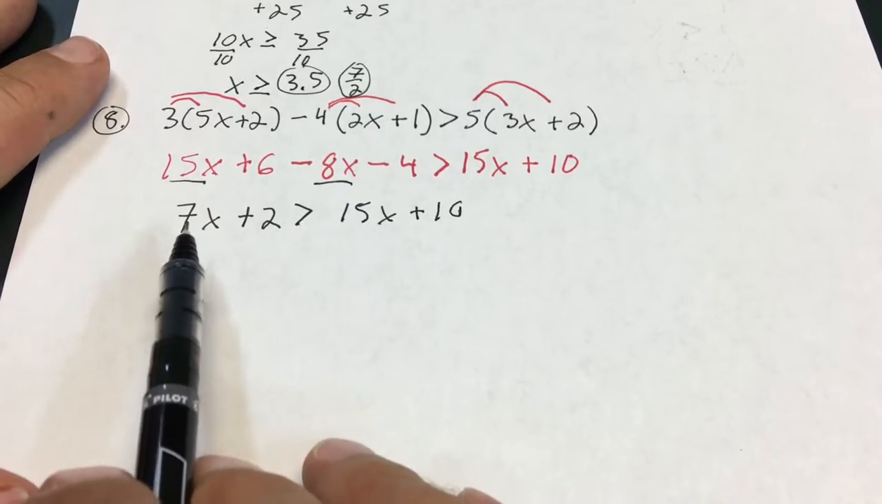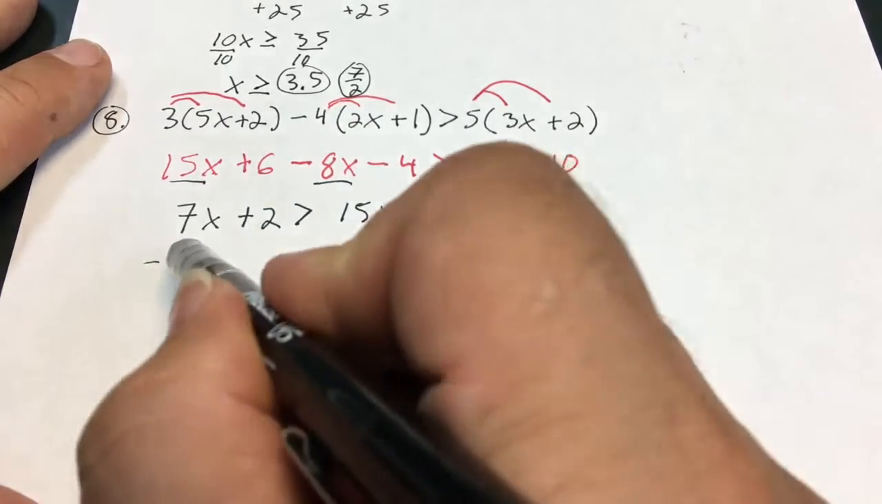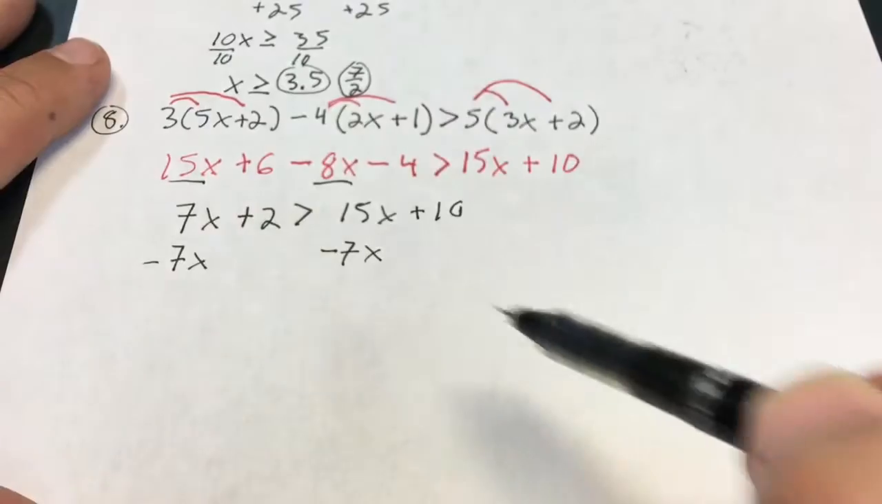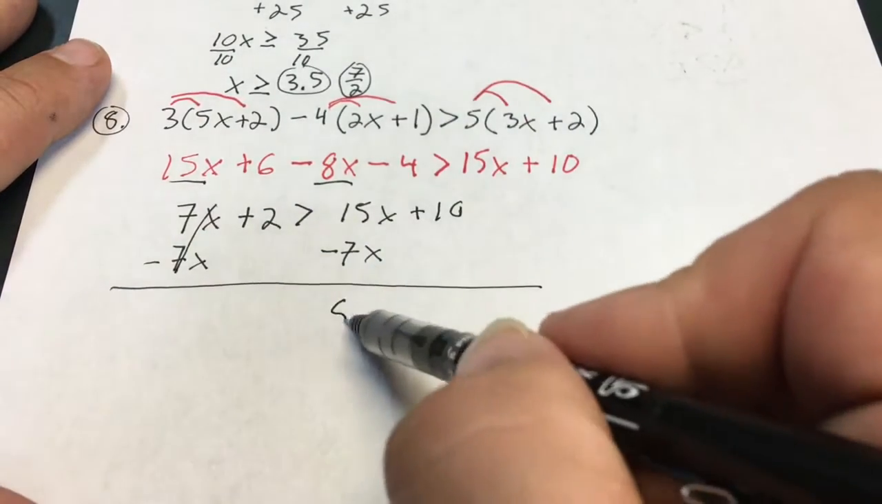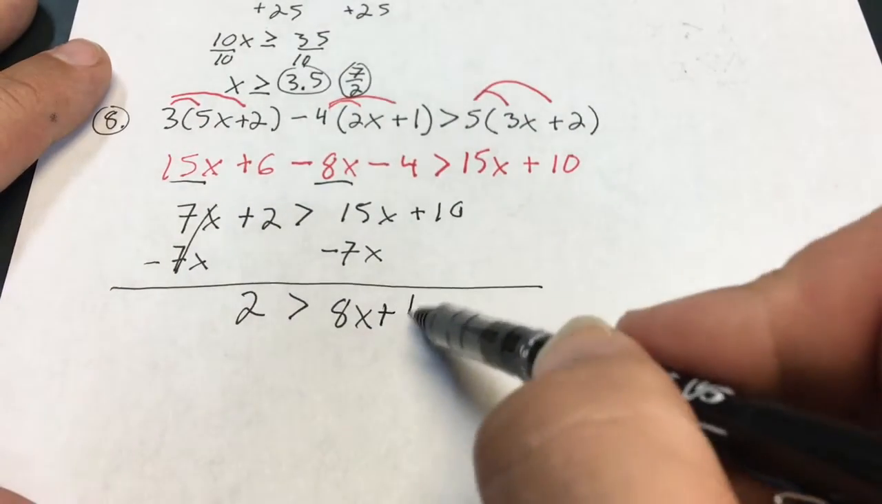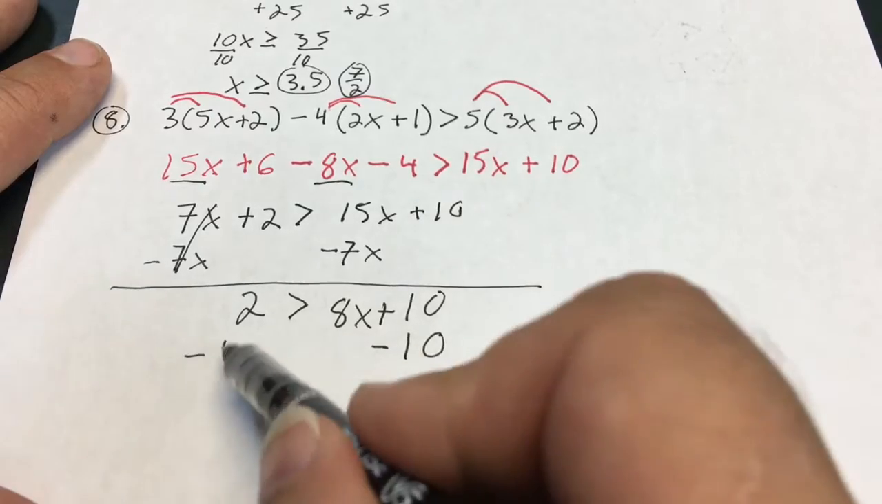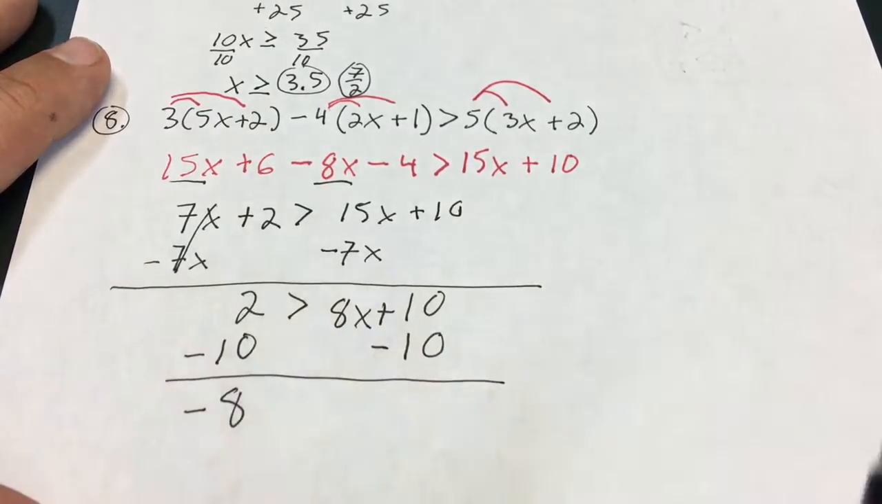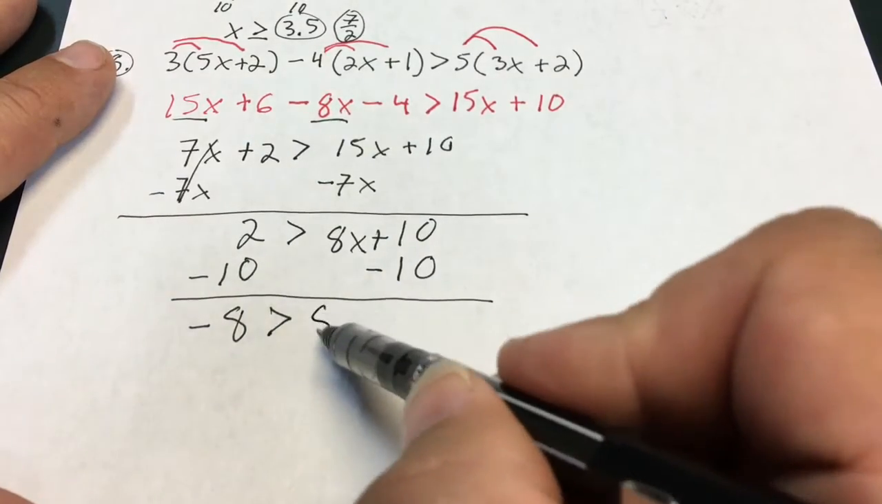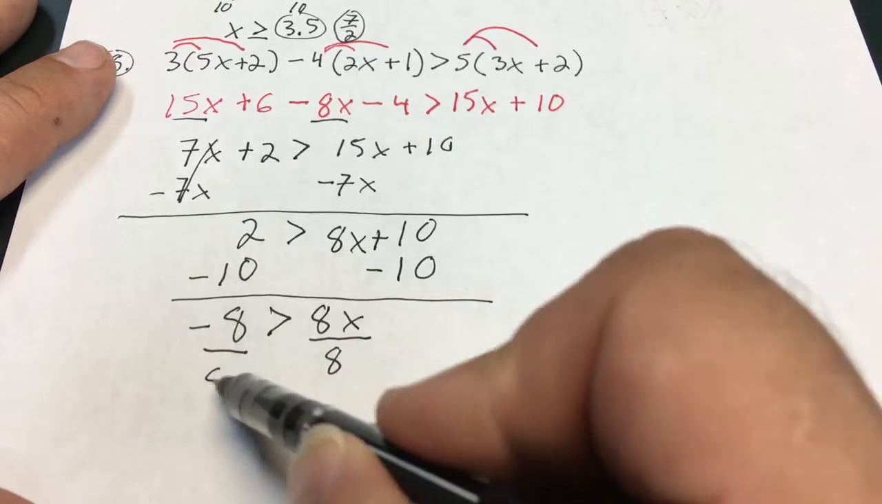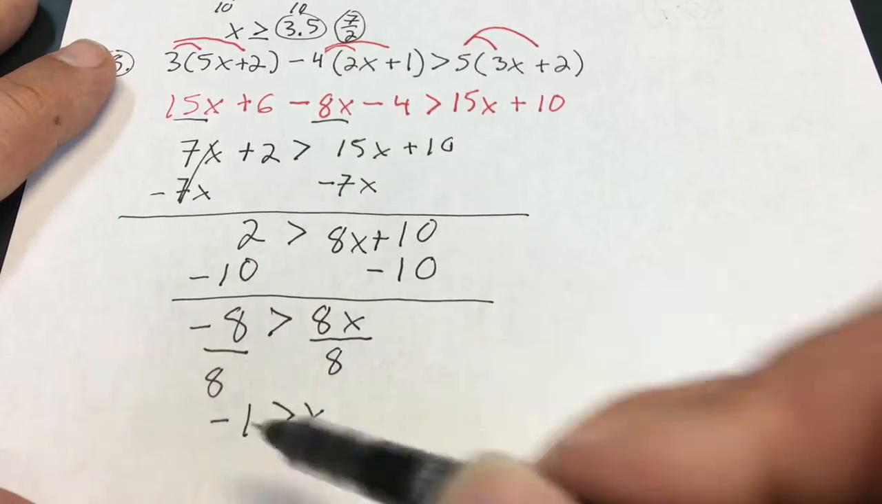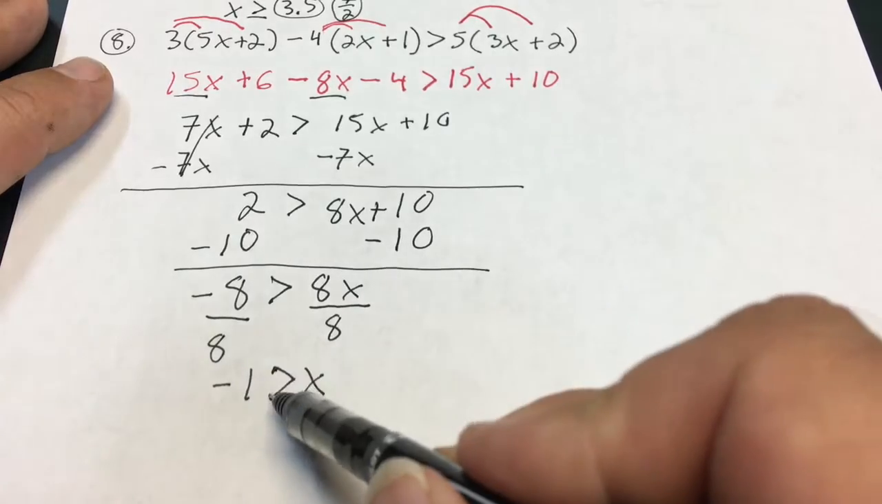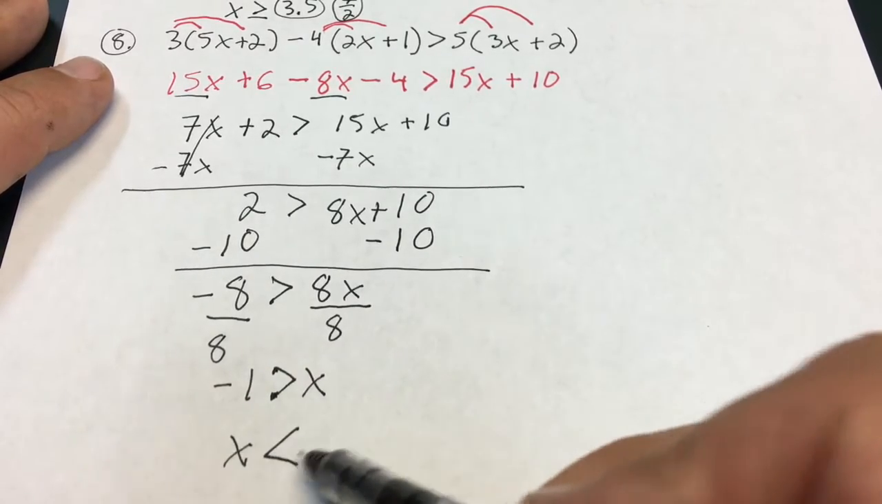Again, I'm going to look at the smaller of the two. 7x is smaller than 15x, so I'm going to subtract 7x from both sides. It's just a little bit more convenient to do it like this. That's going to give me 8x. That's going to give me 2 plus 10. Now I'm going to subtract 10 from both sides. 2 minus 10 is negative 8, is greater than 8x. I divide both sides by 8. And this is going to give me x is less than negative 1. So the alligator is eating the negative 1. So when I flip it, the alligator is going to continue to eat the negative 1.